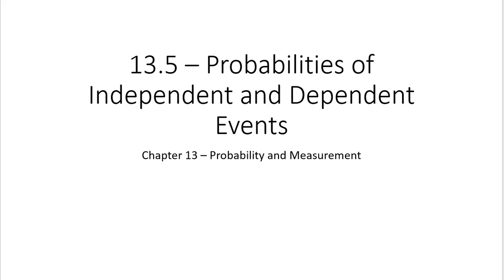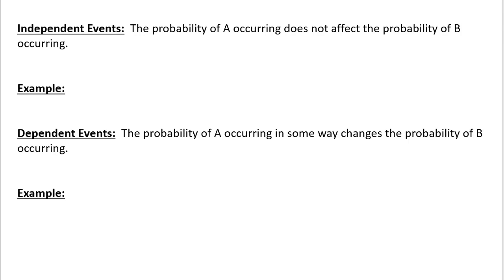Today we're going to be talking about probabilities of independent and dependent events. So, independent events. Independent events happen when the probability of A does not affect the probability of B occurring.